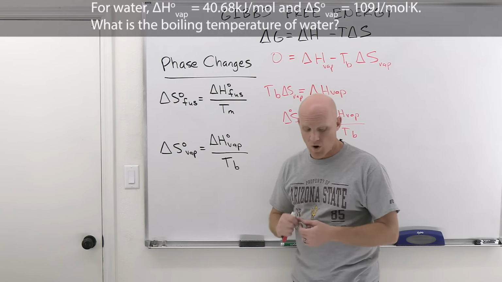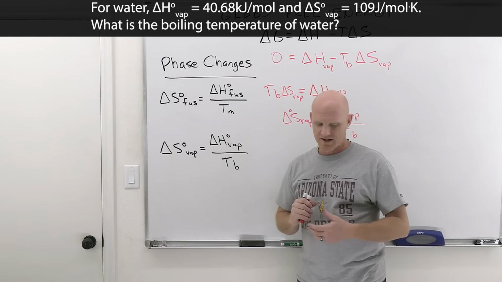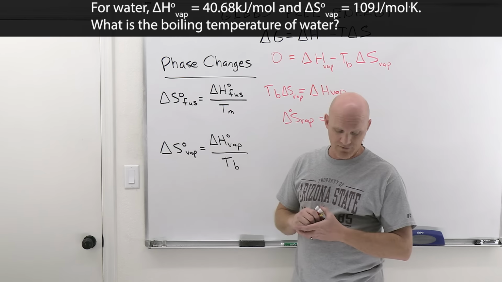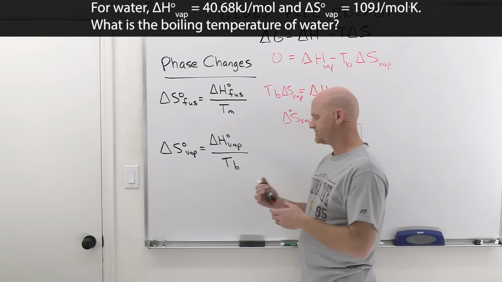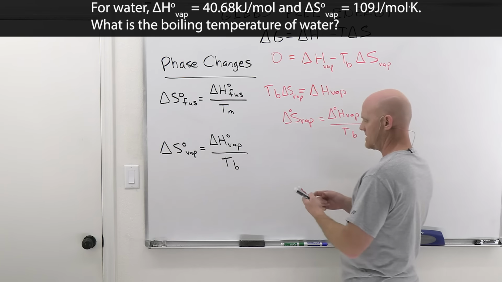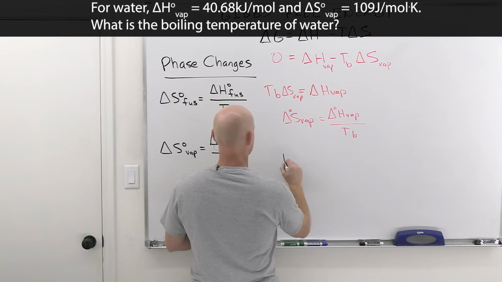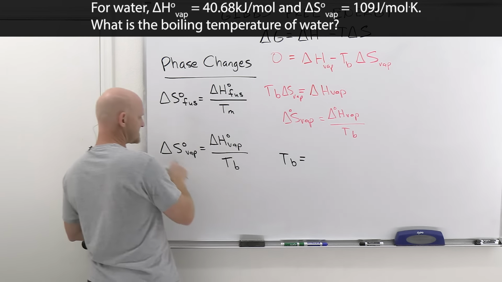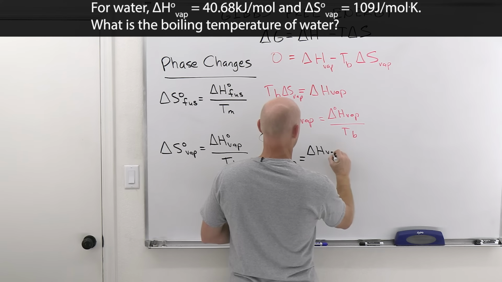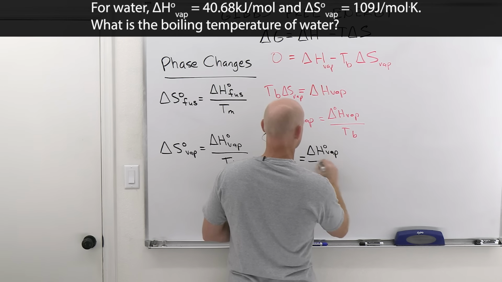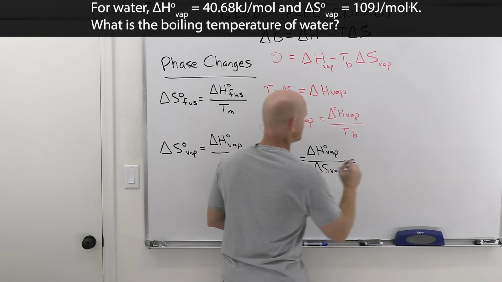It says, for water, delta H vaporization is 40.68 kilojoules per mole. Delta S vaporization is 109 joules per Kelvin mole. What is the boiling temperature of water? So we're wanting to get this boiling temperature. In this case, we can rearrange this so the boiling temperature will equal the delta H of vaporization divided by the delta S of vaporization. And again, both these values were provided.